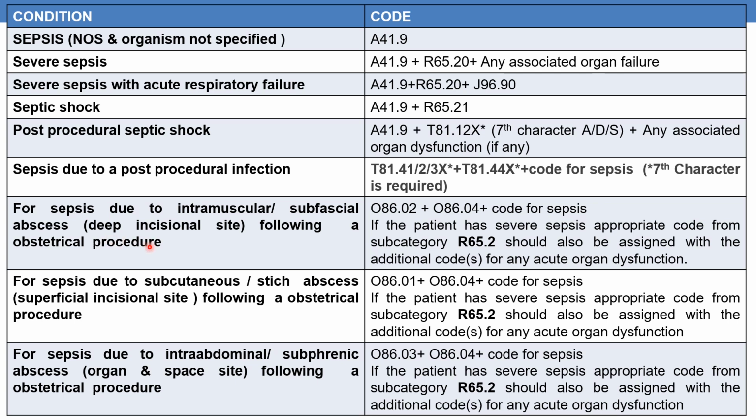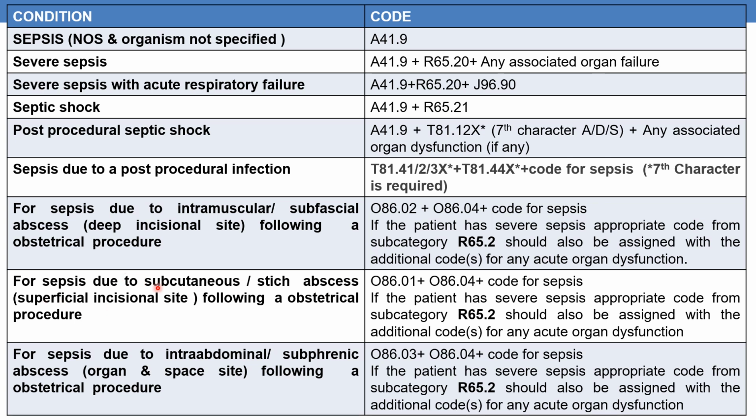Next, coming to sepsis due to OB procedure. Previously this was any general procedure, and for OB procedure also you have three categories: O86.01, 02 and 03. For sepsis due to intramuscular or subfascial abscess, which indicates deep incisional site following an OB procedure, the PDX should be O86.02, followed by O86.04. O86.04 indicates sepsis following an OB procedure, then followed by the code for sepsis. And in any case, if the patient has severe sepsis, the appropriate code from subcategory R65.2 should also be assigned, with an additional code for any acute organ dysfunction. This is a common guideline. If the patient has severe sepsis, additionally with the code for sepsis, you need to code from subcategory R65.2, and additionally if there is any acute organ dysfunction, you need to code that also.